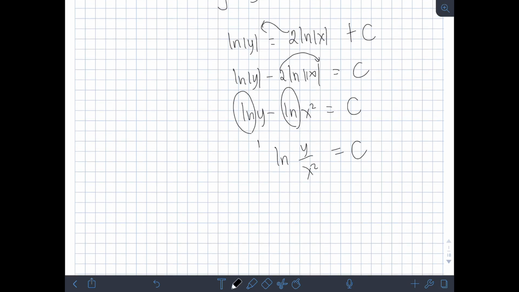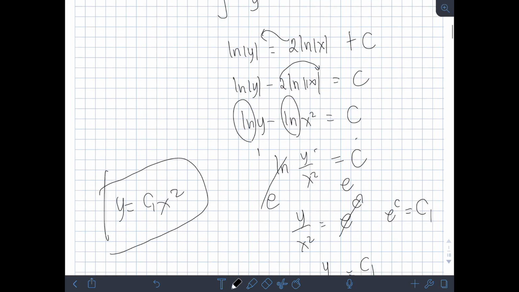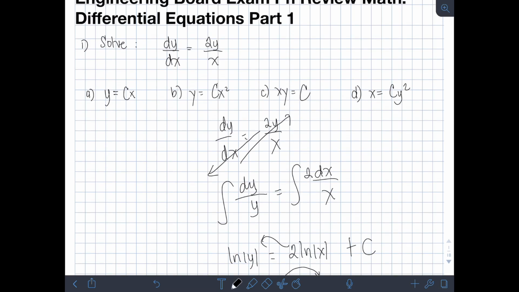Pwede natin gawing both exponent itong sides ng equation with base e, sa magiging cancel to, y over x squared is equal to e raised to c. And then itong e raised to c, pwede na natin gawing e raised to c equals to c sub 1. So therefore, we have y over x squared is equal to c sub 1, or cross multiply y is equal to c sub 1 x squared. Okay? So, therefore, the answer is letter B.